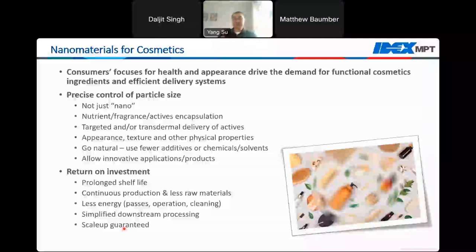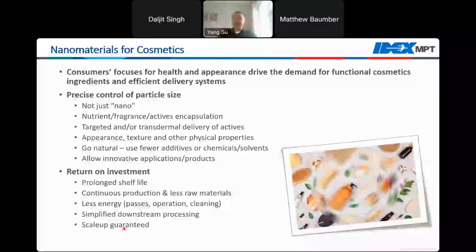So you want your technology to be able to help you precisely deal with that condition and achieve the size. Achieving the desired particle size also helps you achieve better nutrient, fragrance, or active encapsulation, and in return achieve targeted or enhanced transdermal delivery of those actives that have been encapsulated in the formulation. And I've mentioned appearance and physical properties already.